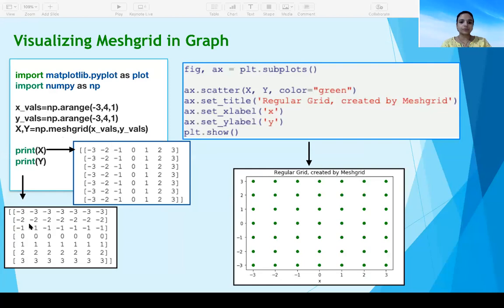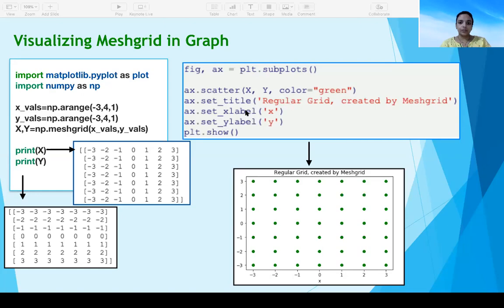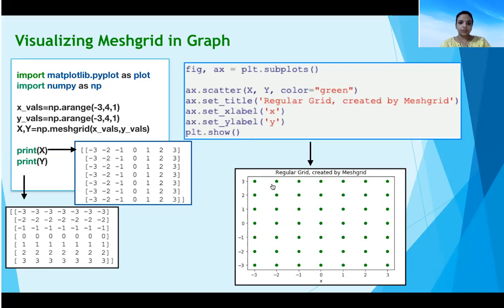Now you can see here that you can plot the points in the graph, where the x matrix contains the x coordinates and the y matrix contains the y coordinates, and the corresponding values are used to plot the graph. We give these x, y coordinates and plot the graph here.